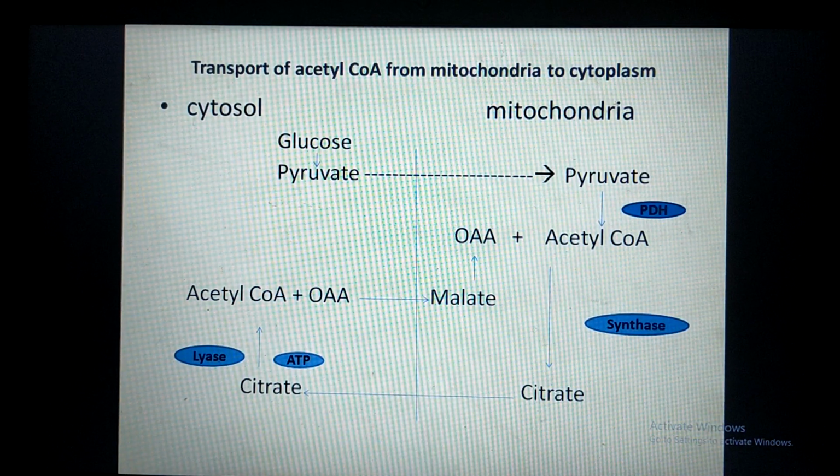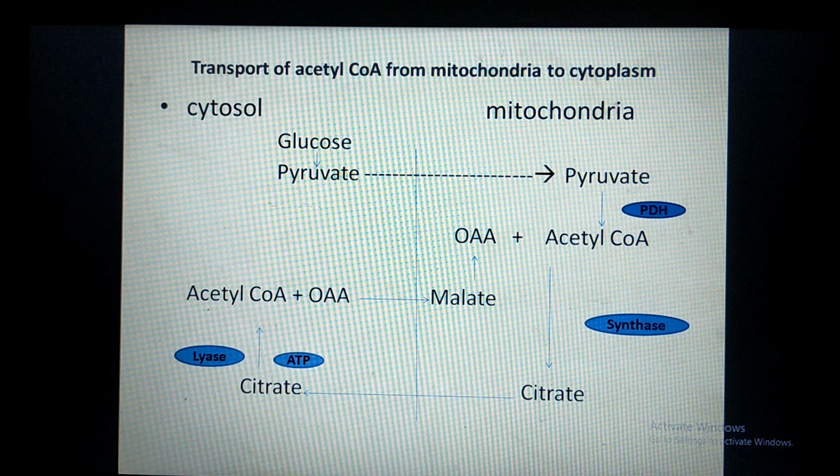Now first we will see how acetyl CoA is transported to the cytoplasm. Just now I have told you glucose enters into the cytoplasm, undergoes glycolysis to form pyruvate. Pyruvate enters into the mitochondria with the help of the enzyme PDH, or pyruvate dehydrogenase. Pyruvate is converted to acetyl CoA. So the substrate acetyl CoA in the post-meal state is available in the mitochondria, whereas the pathway occurs in the cytoplasm. Therefore, we have to transport this acetyl CoA to the cytoplasm.